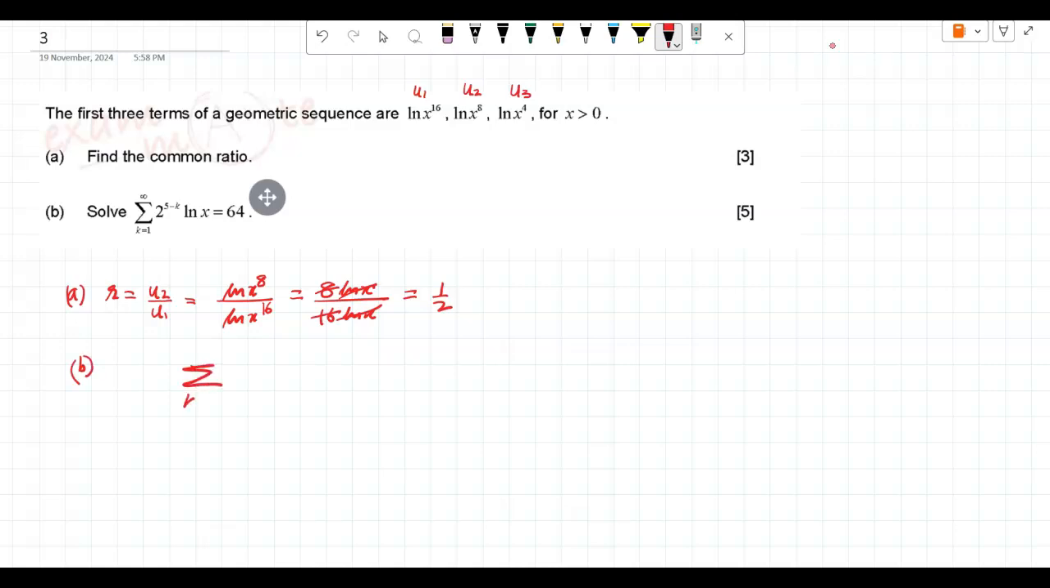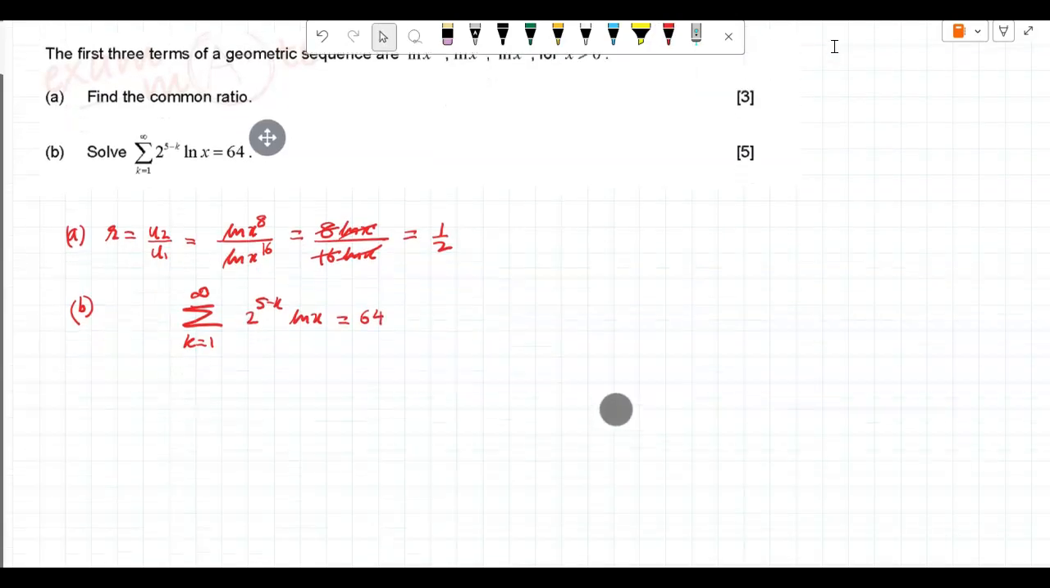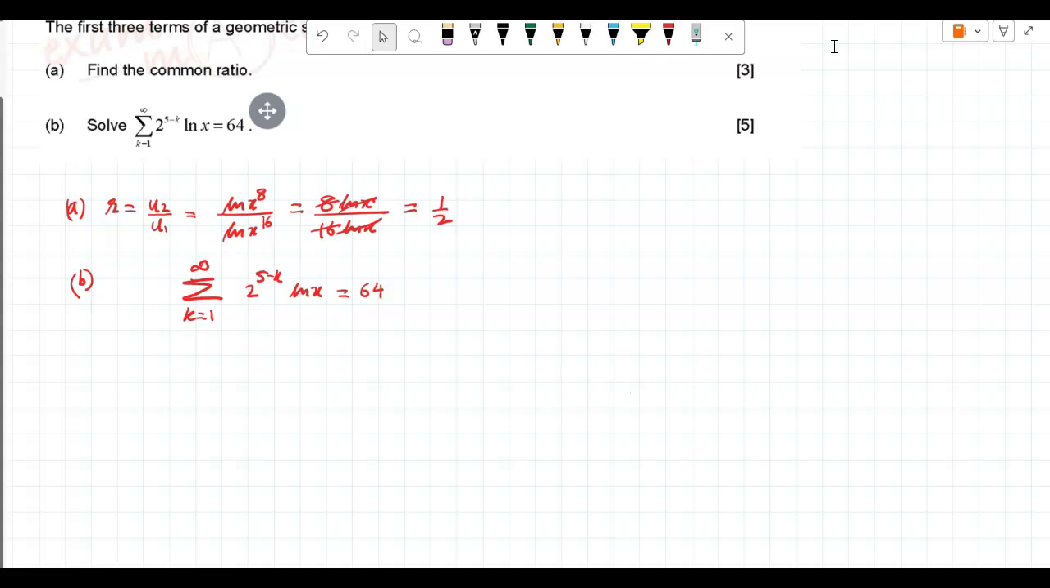Part B. Solve. Now see, the sigma is given, k equal to 1 to infinity of 2 raised to (5 minus k) ln x, is equal to 64. You have to solve. Solve means you have to find the value of x basically. So first you expand it. This is your start value, this is your end value. So they are the sum of infinite terms. Sigma means sum. This is the sum of infinite terms, and this is my general term.